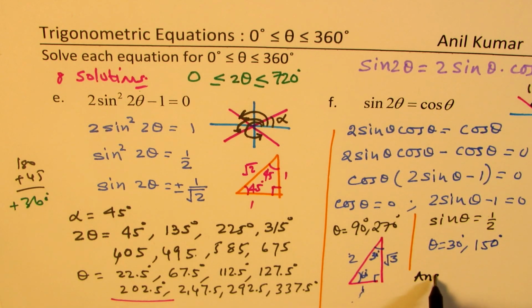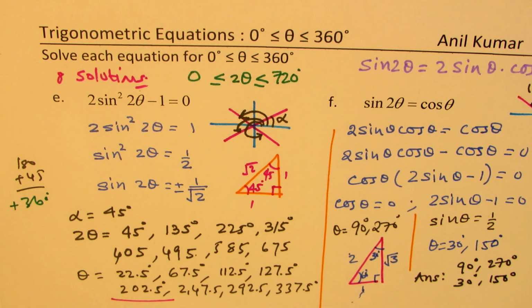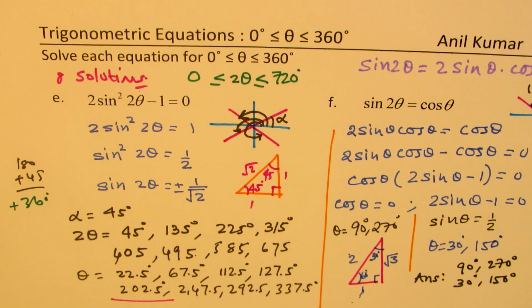So we get all our solutions as, for this time, 90 degrees, 270 degrees because of cos theta equals 0, and for sine theta, 30 degrees and 150 degrees. Is that clear to you? So that is how we are going to solve these questions. I hope you understand the basics.